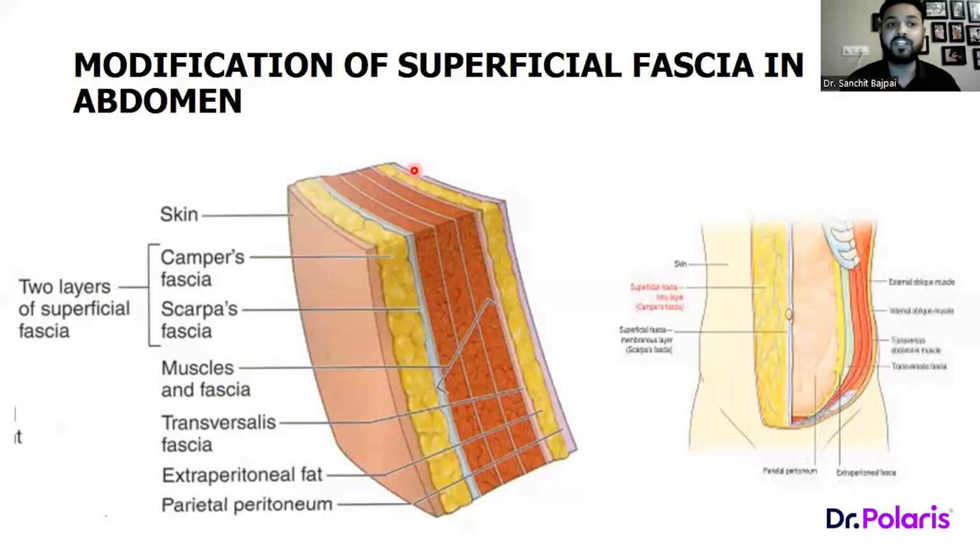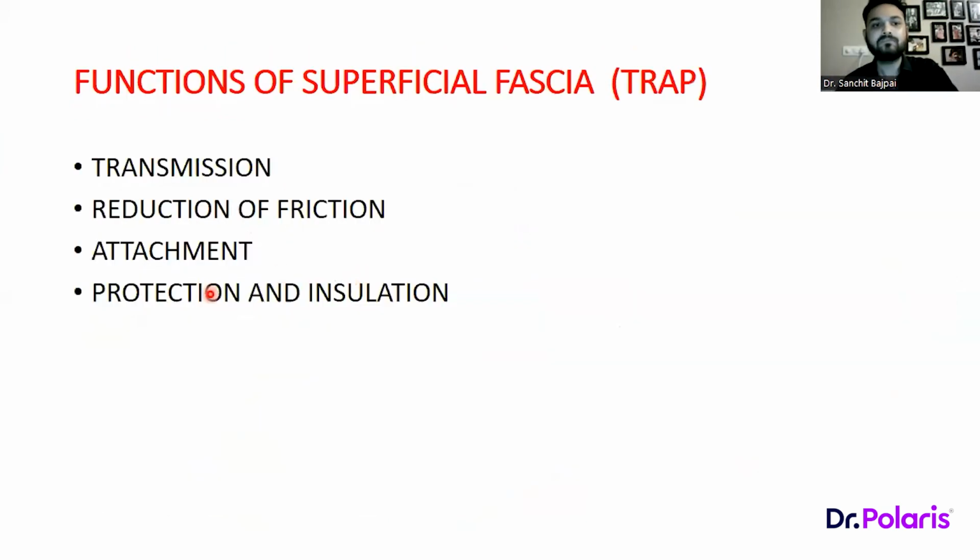Okay, this is the modification of superficial fascia that is present in the abdomen, right? Now, I already told you what is the function of superficial fascia. If you just see these four things, again, they are going to come here also. The same mnemonic remains, TRAP, right? You already knew what it transmits. Transmission of important cutaneous nerves, vessels, lymphatics, lymph nodes, muscles, right?